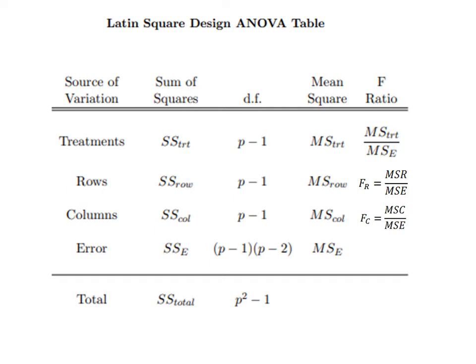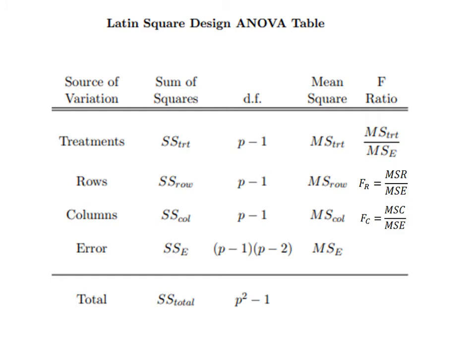Their degrees of freedom I have given respectively as p minus 1. Sometimes we may use k minus 1 or c minus 1 or r minus 1, any dummy letter we can use. So p minus 1, p minus 1, p minus 1. The error degrees of freedom is p minus 1 into p minus 2. And the mean square formulas: mean square of treatment, mean square of row, mean square of column, and mean square of error, right?